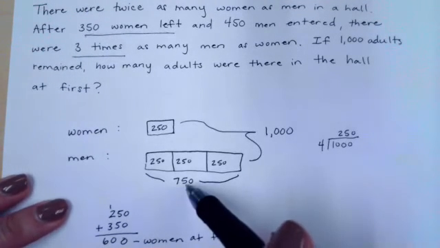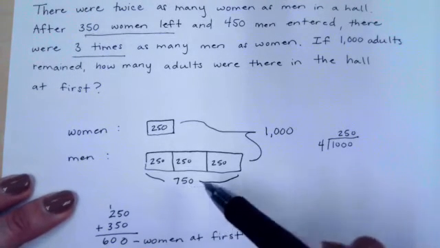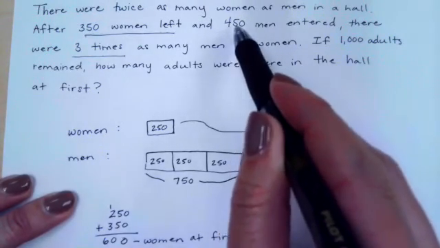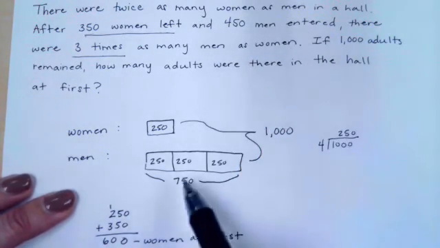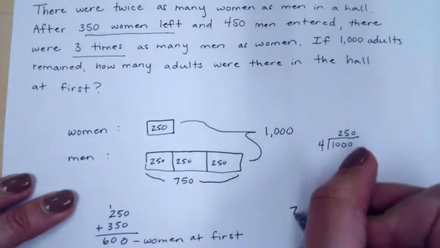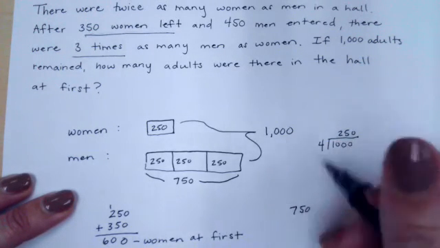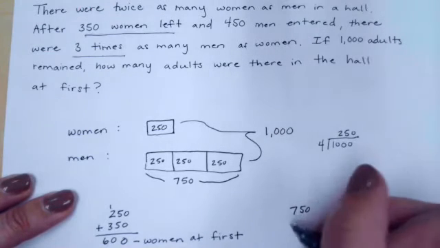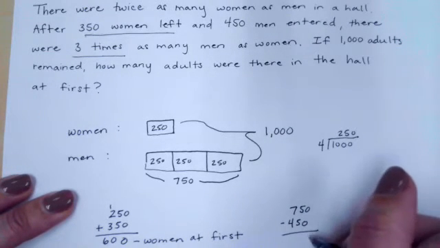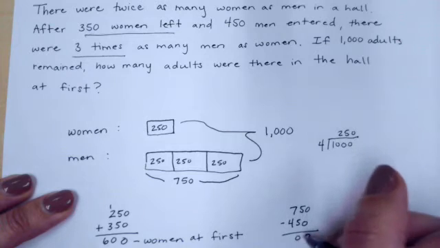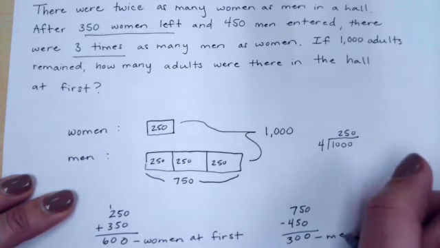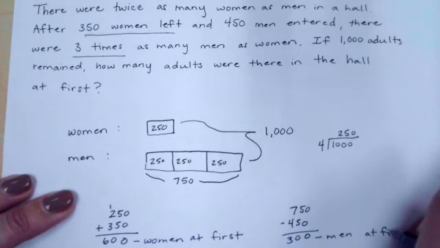So there are 750 men at the end, and at the beginning, there were less than that because 450 men entered, which made this number get bigger. So we know, well, if there's 750 men, that was after 450 men entered. So we need to take those 450 men away to see how many we began with. 5 minus 1 is 4, 7 minus 4 is 3. So that means there were 300 men at first.